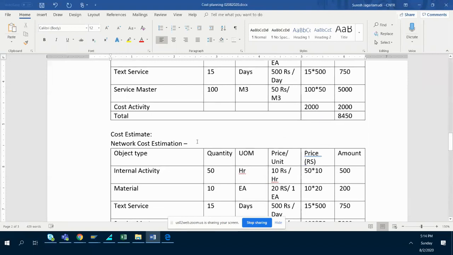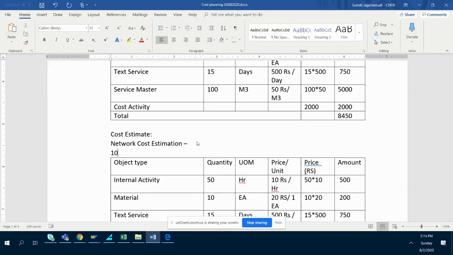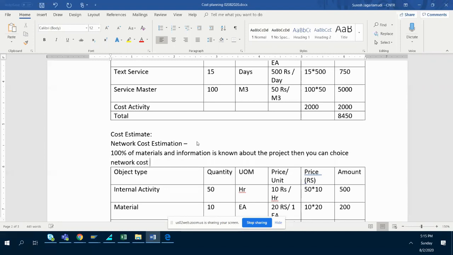Okay, I would say that one. If you are 100% sure, 100% of materials and information is known to you upfront, known about the project, then you can choose network cost estimate. Network cost estimate. What happens here?